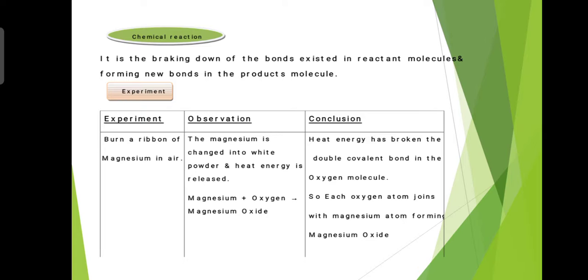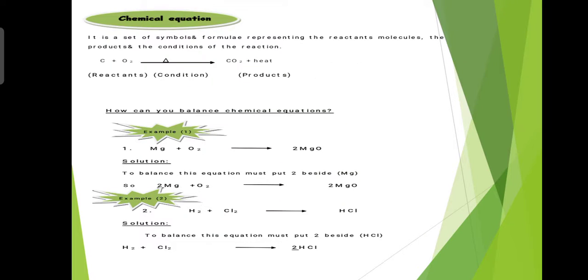So we can conclude heat energy has broken the double covalent bond in the oxygen molecule. So it now breaks up the bond in the reactant. Each oxygen atom joins with a magnesium atom to form two molecules of magnesium oxide. So now, what is the meaning of chemical reaction? Again, breaking down the bonds existing in reactants and forming new bonds in product molecules.